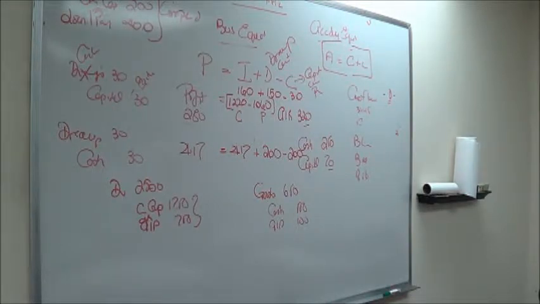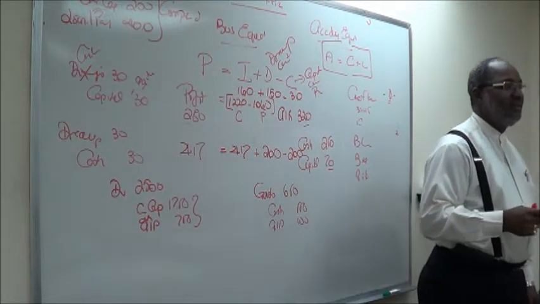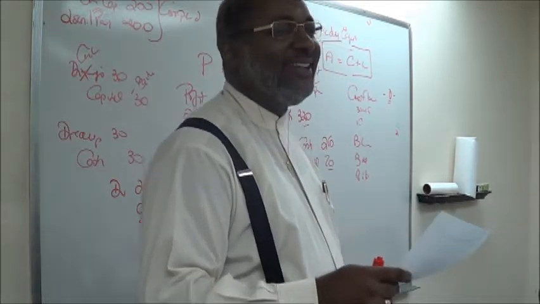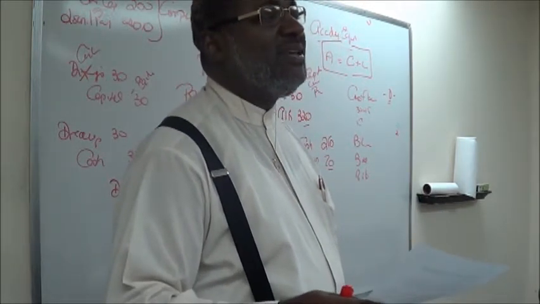plus capital. We know the business equation is simply profit equals I plus D minus C. I'm sneaking stuff in. Profit equals I plus D minus C.